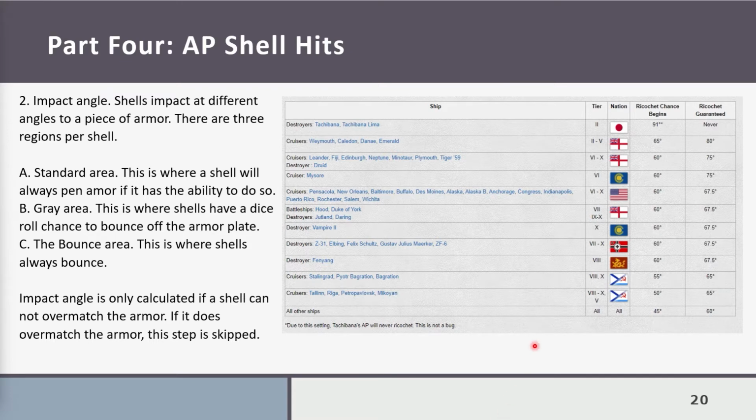But anyway, most ships have a 45 and then 60-degree ricochet angle for AP, and this is an exhaustive list of all occurrences where that does not happen for armor-piercing shells specifically. SAP shells also have different ricochet angles, and we'll talk about that in the SAP section.